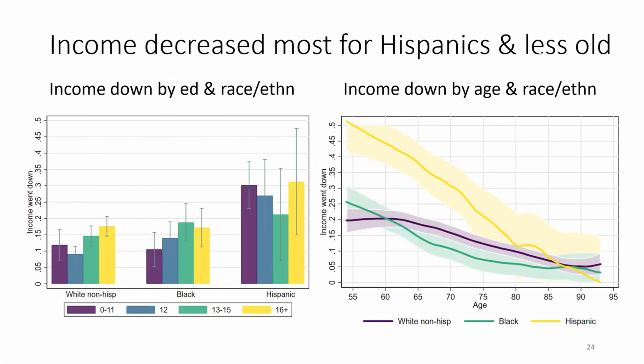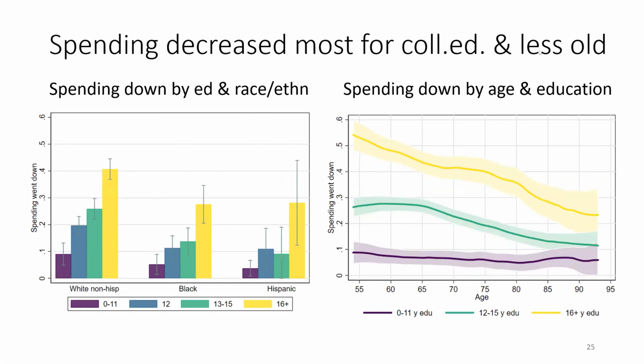And it's especially so if you look at decreased income, Hispanics stand out, even if you condition on education and age. And of course, income decreased more for people at the lower age group in our sample who still work. Whereas in terms of spending, it's the most educated who cut back spending by far the most, and of course the youngest, for reasons that are not very surprising.